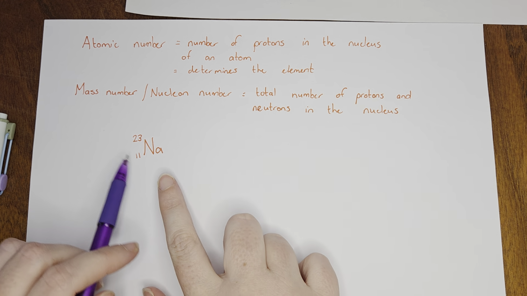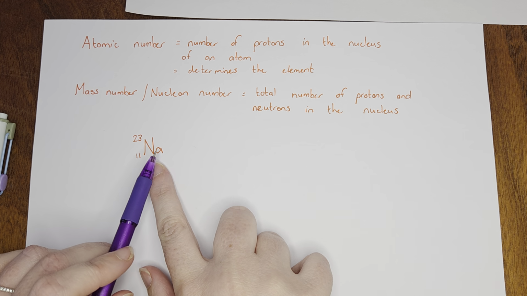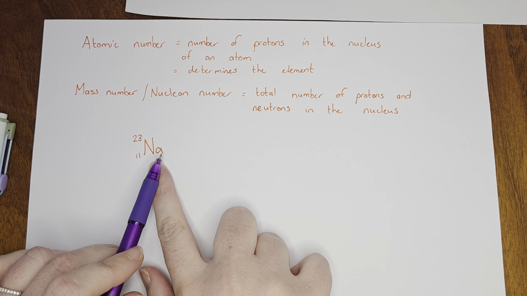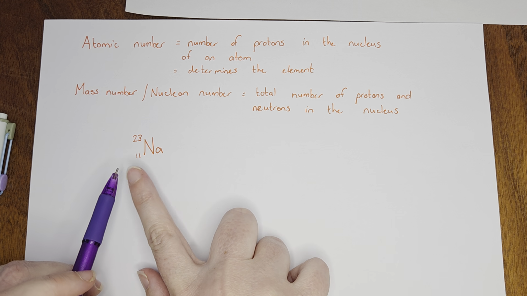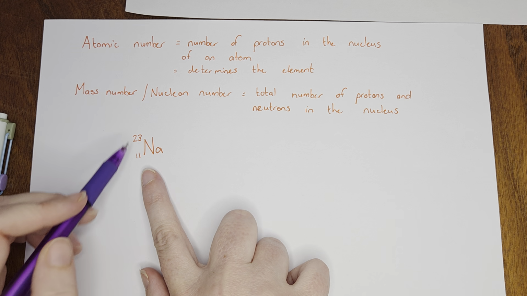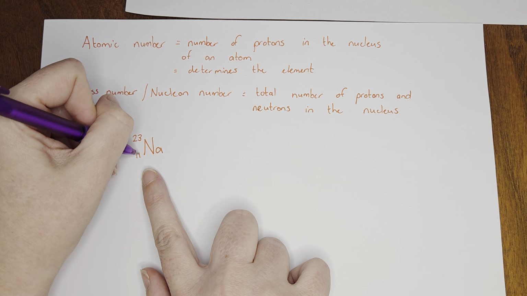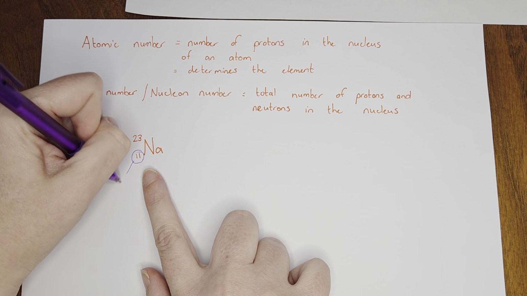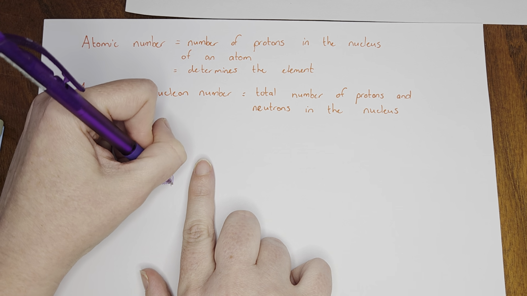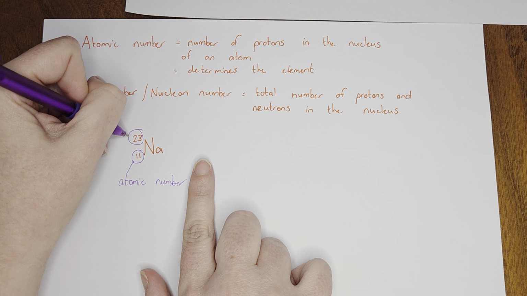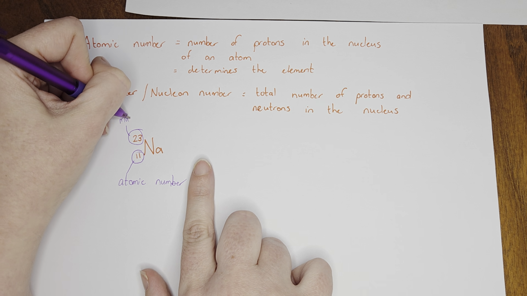So on your periodic table, you will always have your symbol for your element, and then you will have atomic number and mass number. The atomic number is always the smaller one. So no matter which way it's written around, the smaller one is always going to be the atomic number, and the bigger one is going to be the mass number.